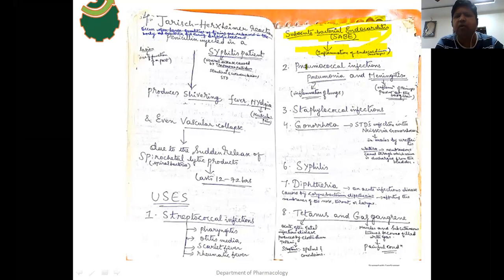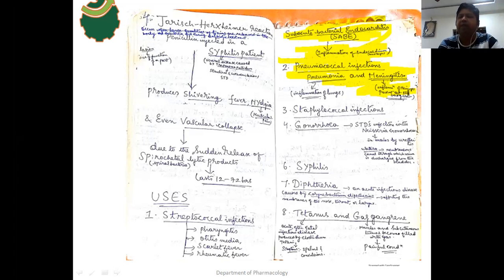Next comes pneumococcal infections. Pneumococcus is also a gram-positive organism. In pneumococcal infection, there are two things. One is pneumonia, which is inflammation of the lungs, and the other is meningitis, where there is a severe inflammation of the layers of the brain. All these meninges, which form the layers of the brain, will be inflamed, severely damaged or swollen.